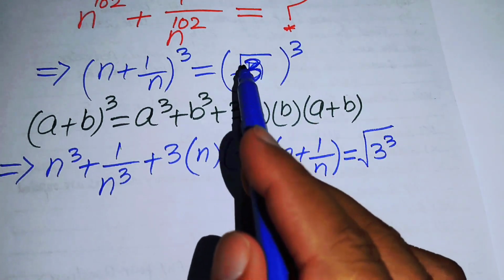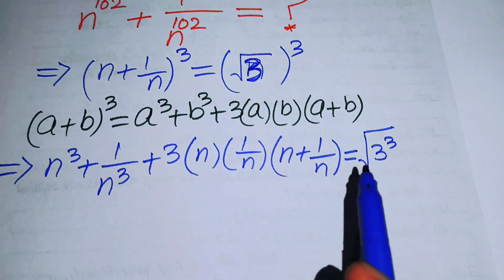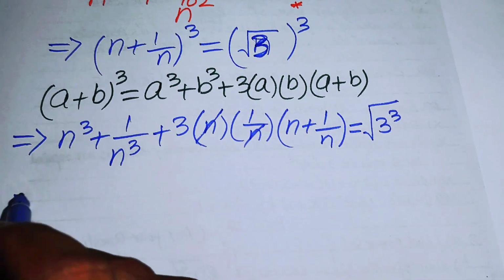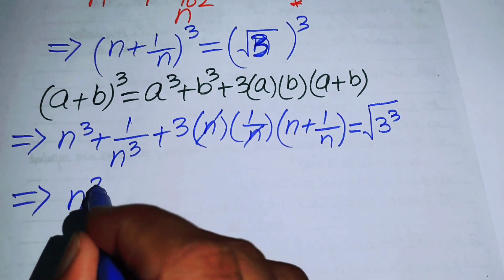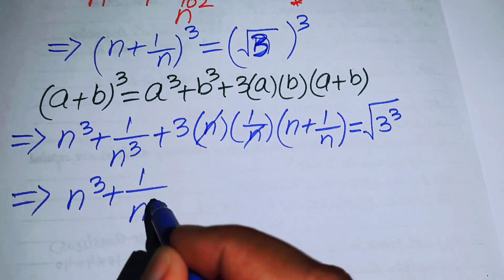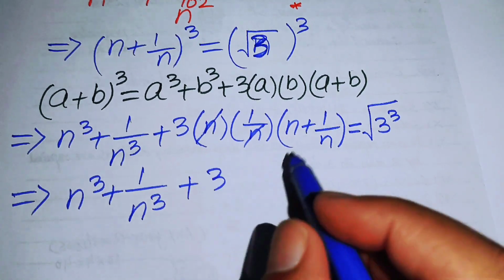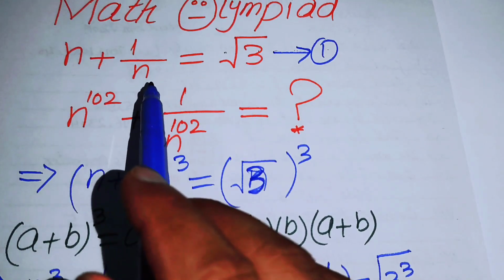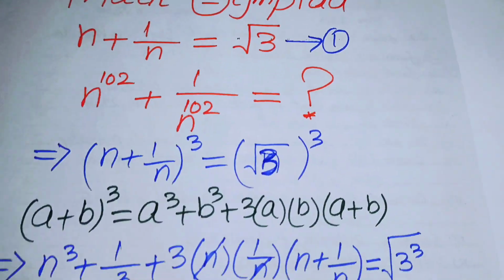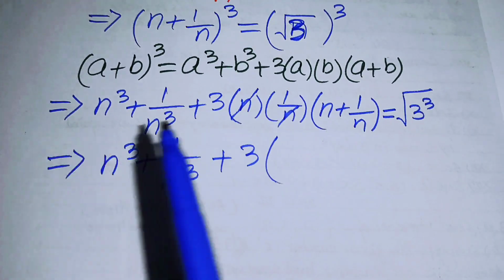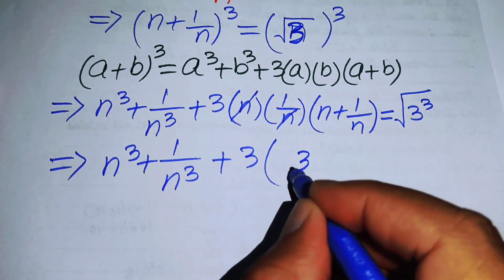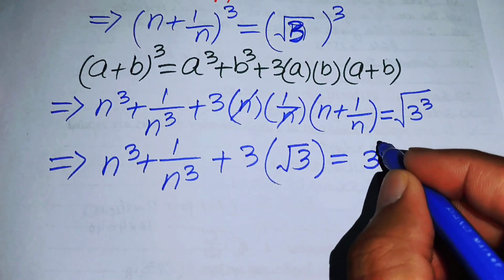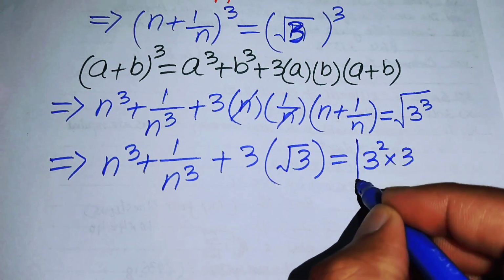We move this exponent under the square root sign, and we can write it in that form, so that you see these n are cancelled out, and we get n cubed plus 1 over n cubed plus 3 times n plus 1 over n, and we have given that n plus 1 over n is equal to square root of 3, so we put the value here and you get 3 times square root 3, and here you have 3 cubed, and we will write it as 3 squared multiplied by 3.